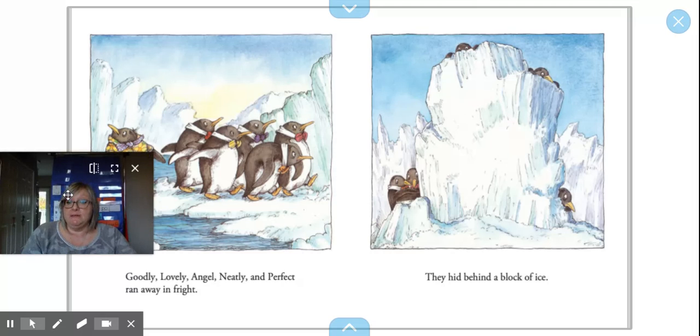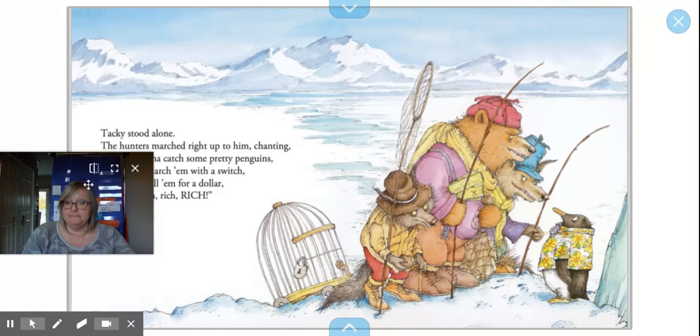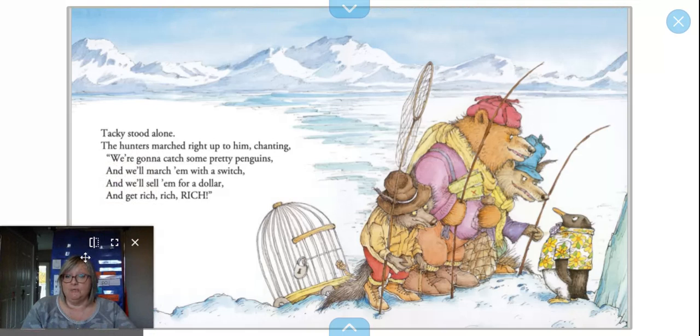Goodly, lovely, angel, neatly, and perfect ran away in fright. They hid behind a block of ice. Tacky stood alone. The hunters marched right up to him, chanting, "We're going to catch some pretty penguins and we'll march them with a switch and we'll sell them for $1 and get rich, rich, rich."